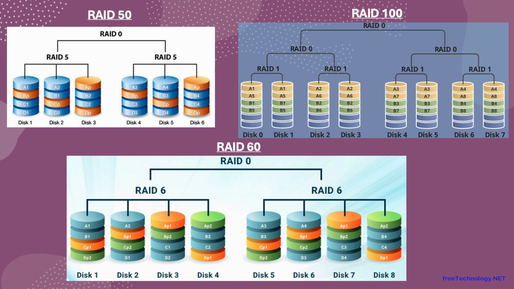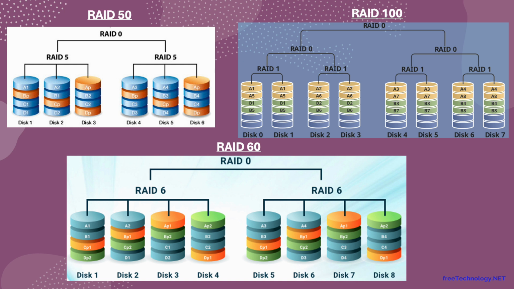RAID 60 requires a minimum of 8 disks, with 2 RAID 6 arrays, and a combined RAID 0 array. Here the data blocks written to volume will be striped across 2 RAID 6 arrays, and each RAID 6 array block will be striped across 2 parities for double fault tolerance. In RAID 60, the storage volume utilization is 50% and more.